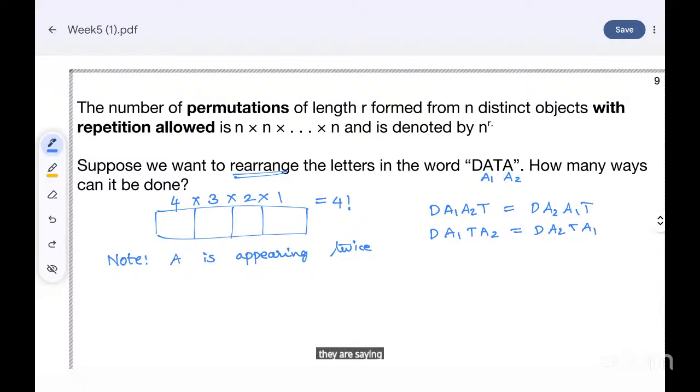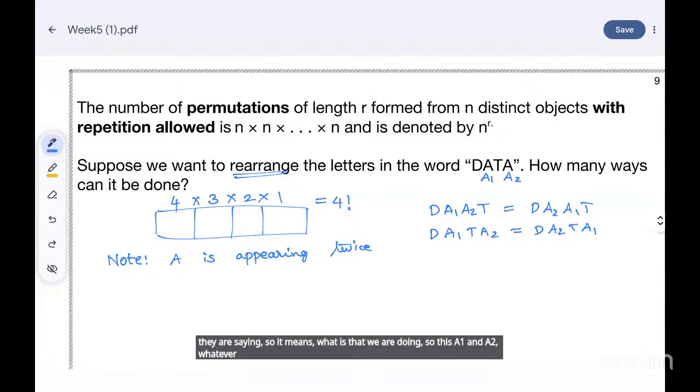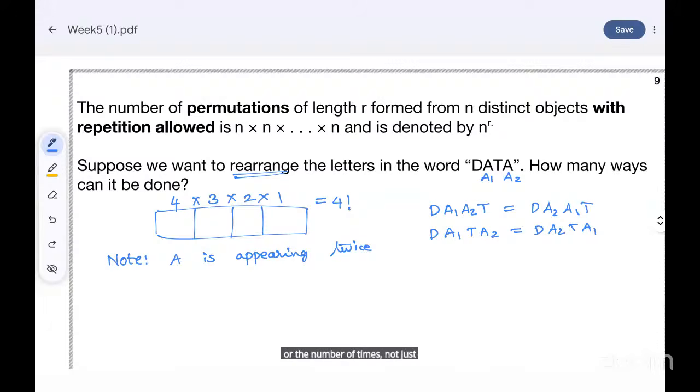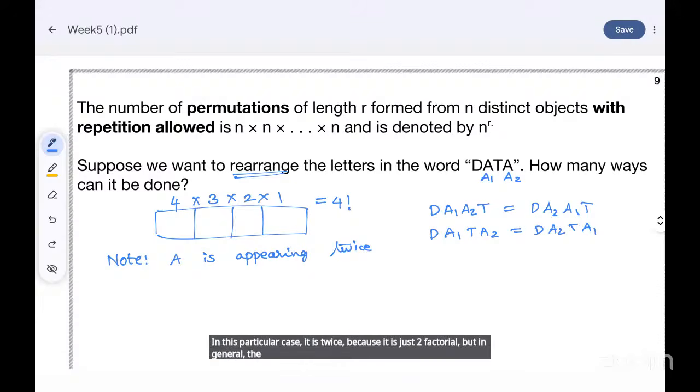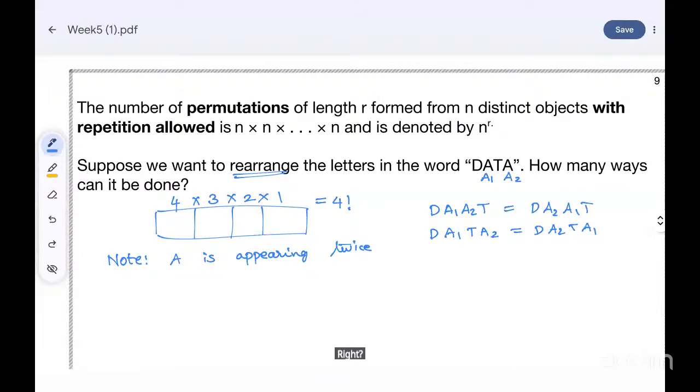So what is it that we are doing? Whatever arrangements happen between these two A1 and A2, we are counting them extra. It is not just twice, it is 2 factorial. In this particular case it is twice because it is just 2 factorial, but in general, the number of possible arrangements among them, that many times it is going extra. So here A1 and A2 can be arranged in how many ways? 2 letters.